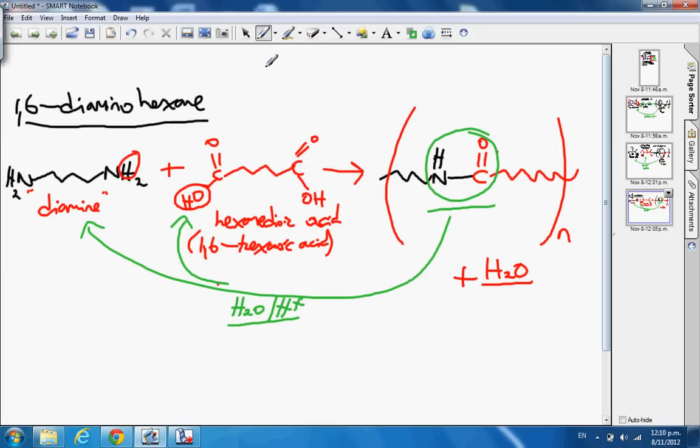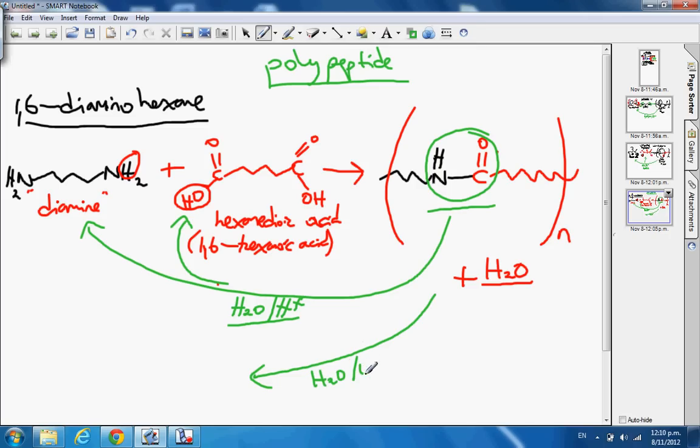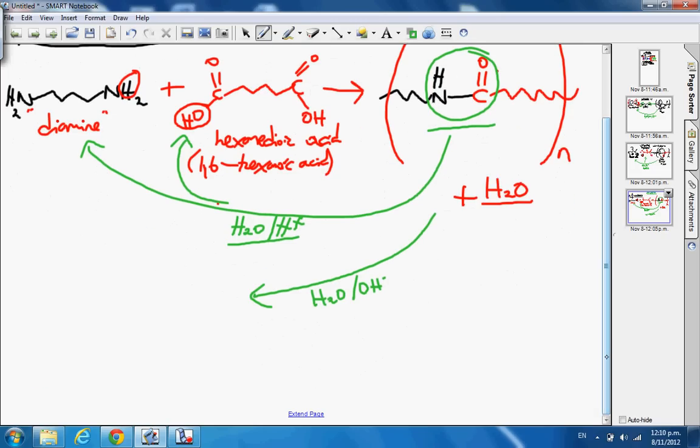Then with hydrolysis of polypeptides, so again this is a polypeptide, I should have written that at the top here. This is a polypeptide, which is a third type of condensation polymer we're talking about. Polypeptides may also undergo basic hydrolysis. Now basic hydrolysis for a polypeptide results in a slightly different combination of products.